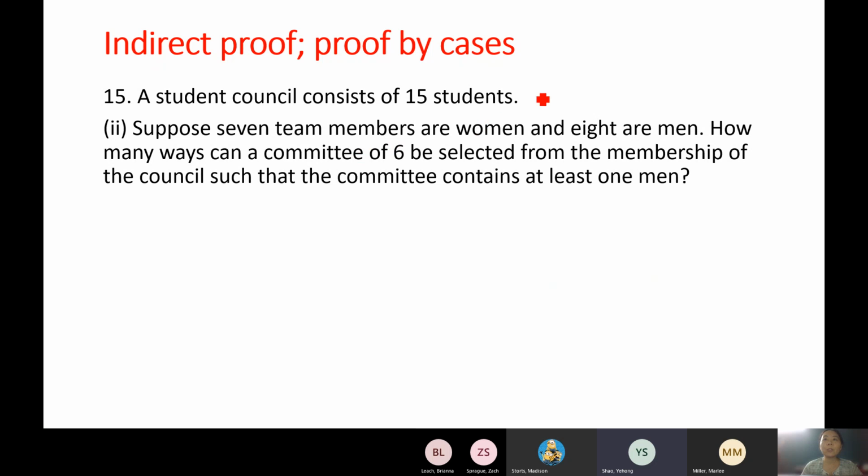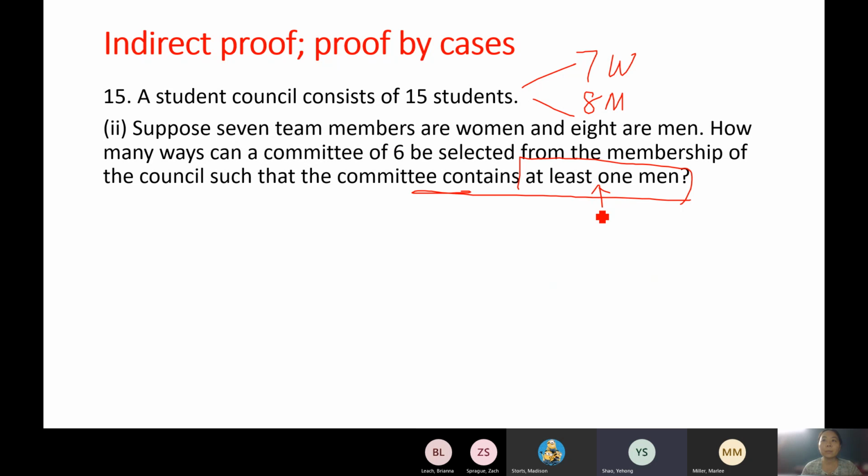So this time we have special requirements. Out of 15 students, we have 7 women and 8 men. How many ways can we choose 6, such that the committee contains at least one man? Okay, at least one man.